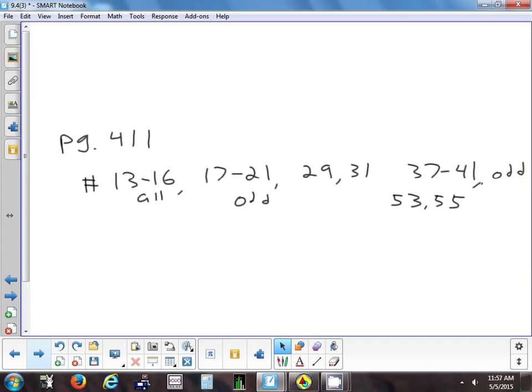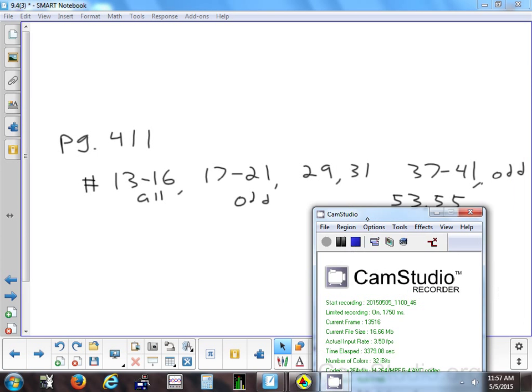All right, so the homework will be in the packet. This will be the last day using the packet. We'll go back to the book tomorrow. So on page 411, I'd like you to try 13 to 16 all. 17 to 21, just the odds. 29, 31. Okay, 37 to 41, that's just odds, and then 53 and 55. Okay, that's a little bit of everything. A little bit of graphing, some matching, and some discuss type problems. So we'll go over that tomorrow, and then we'll start chapter 10.